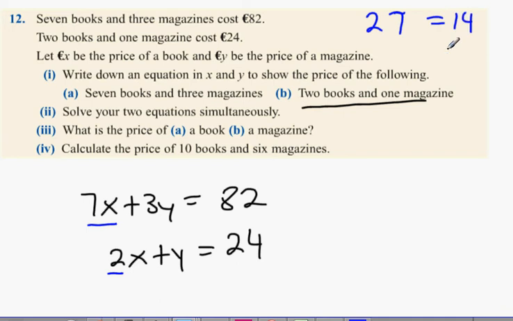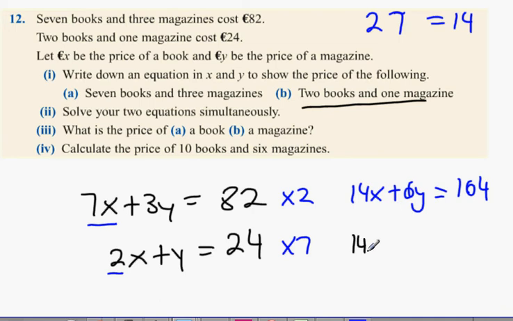14. You got to change them both to 14. How'd you change 7 to 14? How'd you change 2 to 14? We're going to get 14x plus 6y equals 64. Down the bottom, 14x plus 7 times 24, 168. Okay guys, what's the problem now?